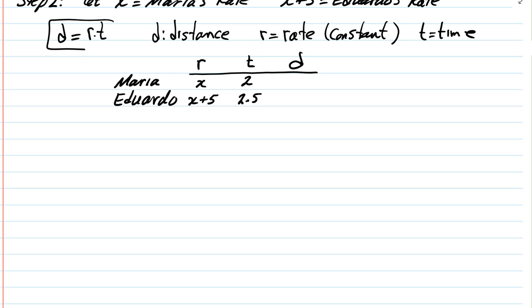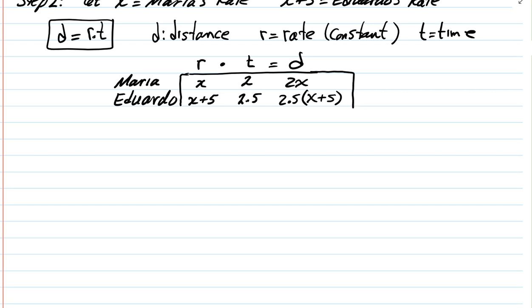Using distance as the product of rate, speed, times time would give us the distance of the moving object. So d is equal to t times r. So that's going to be 2x. And for Eduardo, it's 2.5 times x plus 5. So that's his rate times his time. I know it sounds like double talk. All right, so we set up the table here.